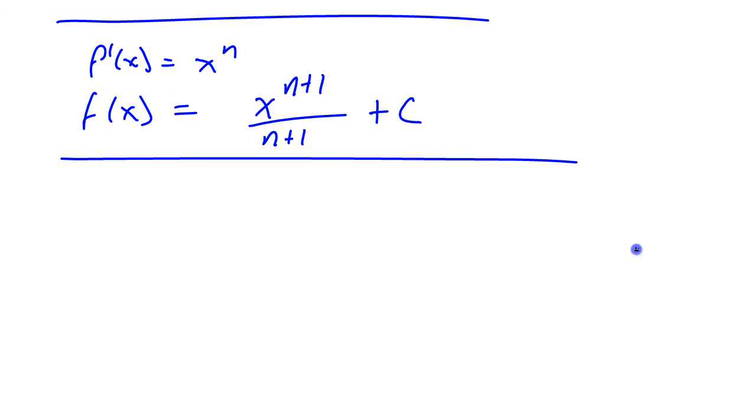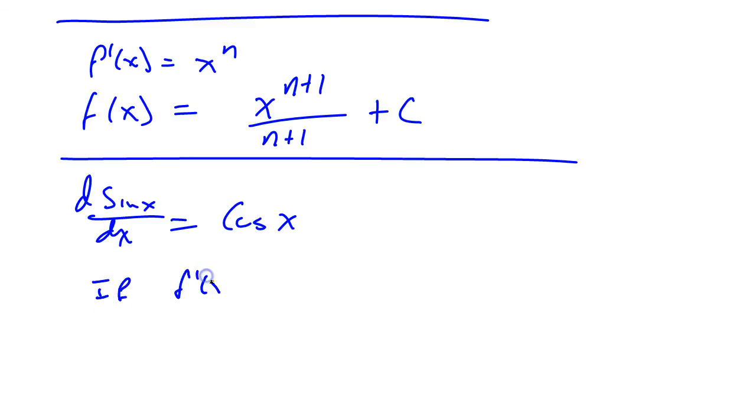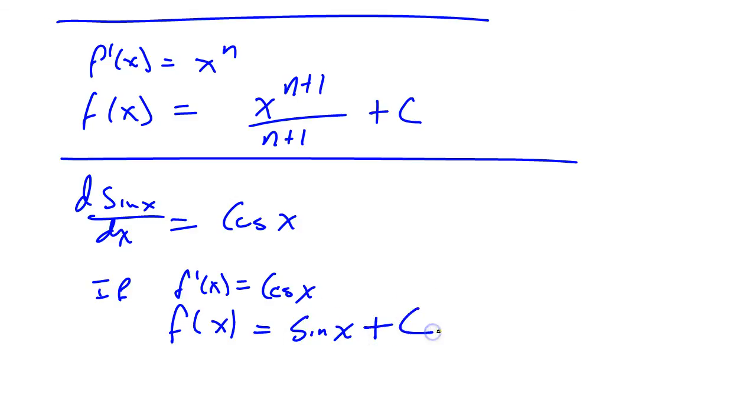Lots of different functions that you knew how to take the derivative of. We knew how to take the derivative of sine x, right? So the derivative of sine x was cosine x, which tells me that going the other way, if f prime of x equals cosine x, then an antiderivative would be sine x, and the general antiderivative would be sine x plus a constant.